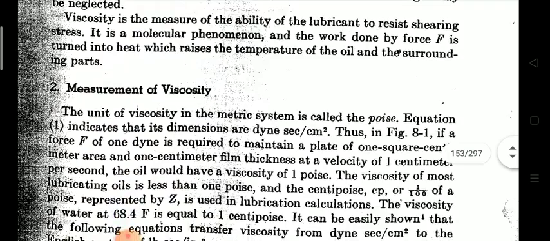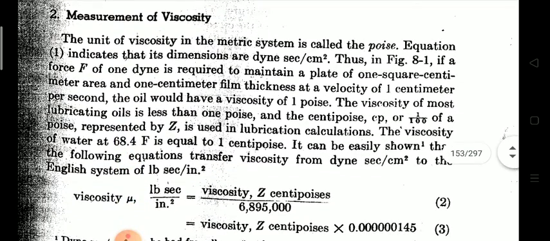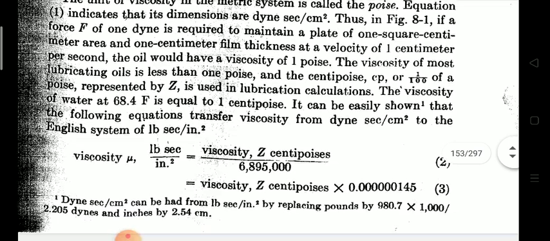As shown in the figure, if a force F of 1 dyne is required to maintain a plate of 1 square centimeter area and 1 centimeter film thickness at a velocity of 1 centimeter per second, the oil would have a viscosity of 1 poise, right? The viscosity of most lubricating oil is less than 1 poise, and the centipoise, or 1/100 of a poise, represented by Z, is used in lubrication calculation.